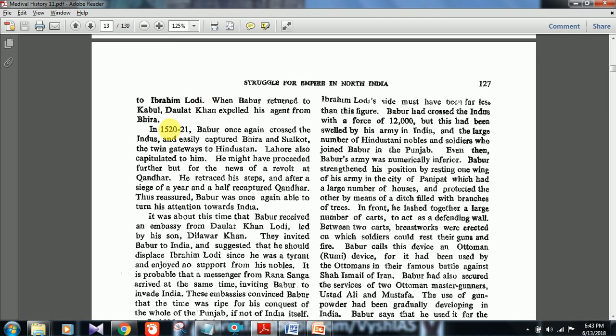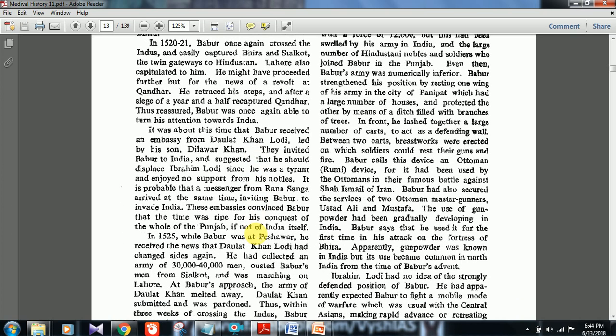Okay. In 1520-21, Babur once again crossed the Indus and easily captured Bira and Sialkot. Okay, these are all forts there, the twin gateways to Hindustan. If UPSC asks something like the twin gateways of Hindustan, it is Bira and Sialkot. Lahore also capitulated to him. He might have proceeded further, but for the news of the revolt at Kandahar, he retraced his steps and after a siege of a year and a half, recaptured Kandahar. Thus reassured, Babur was once again able to turn his attention towards India. Okay, again the Afghanistan-Pakistan region. He entered this place and was trying to get more and more territorial access.